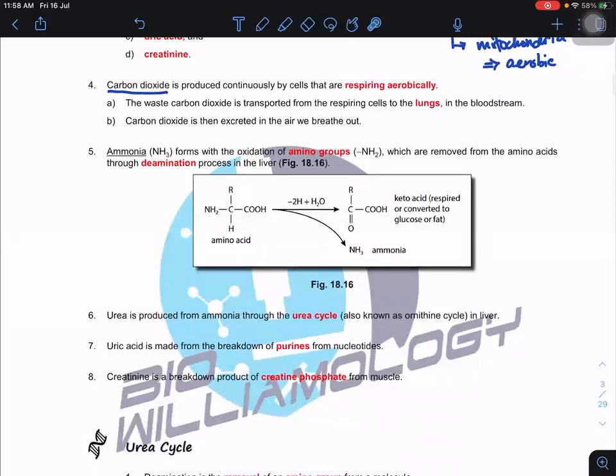We also produce ammonia through the process called deamination. So how do we actually produce ammonia? If you look at this, the general form of the amino acid with the R group, hydrogen atom, and COOH, this is the amino group. In our syllabus, we can call it the amino group or the amine group.